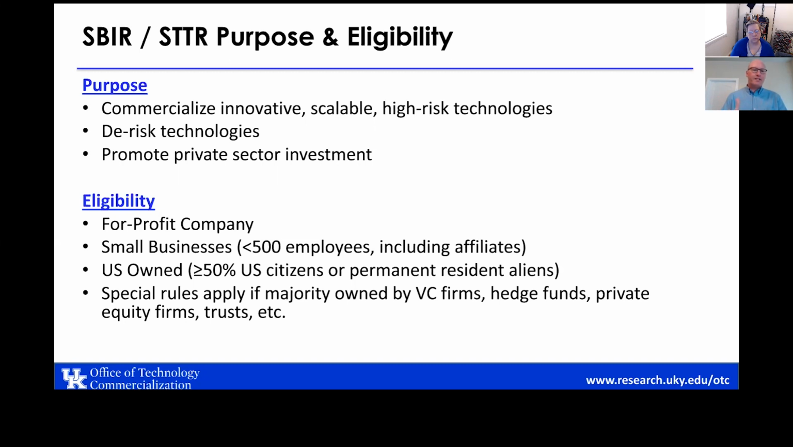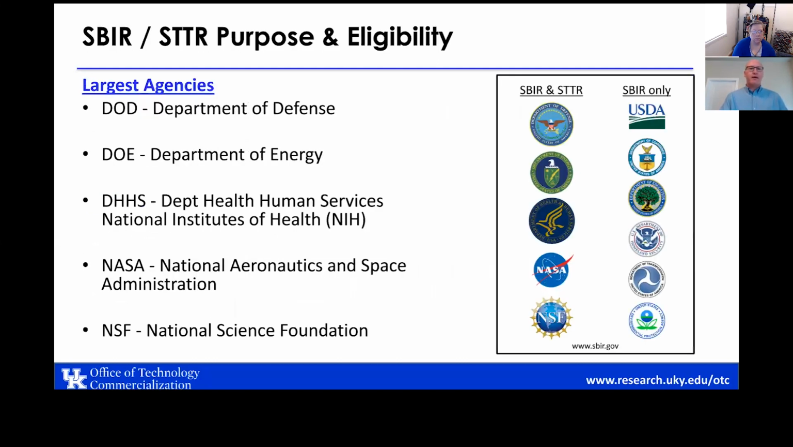From an eligibility perspective, it must be a for-profit company. So these funds can't go to a university. It has to be a small business, a US-owned business. And there are some special rules about small businesses that are owned and controlled by VC firms and other types of private capital. That doesn't apply to earlier stage angel investment and earlier stage capital. So those are definitely okay. And as we said above, that's even the purpose of the program. We're going to talk a lot more about that as we go through today.